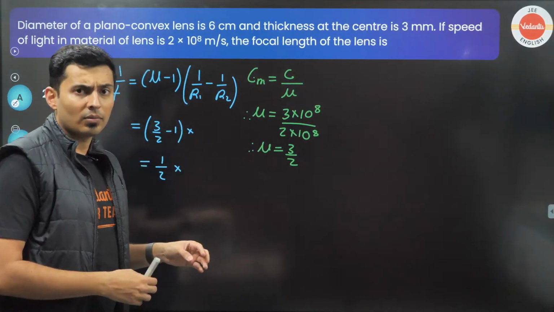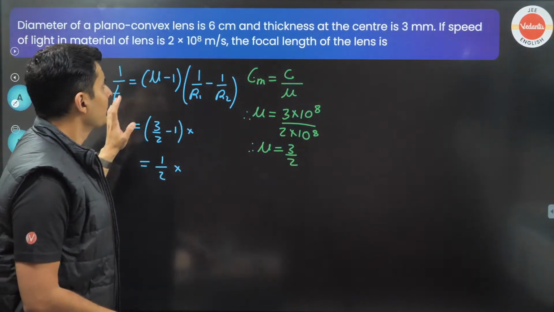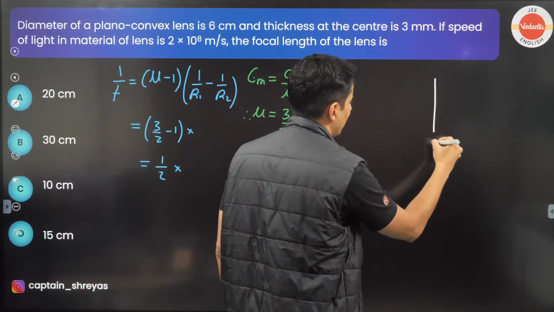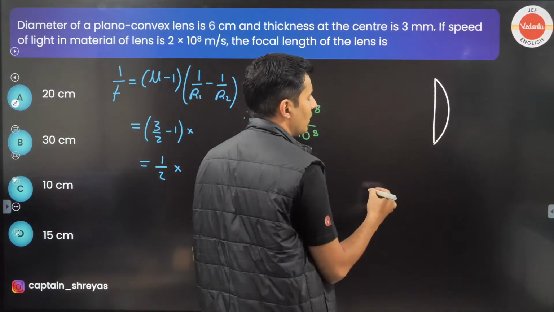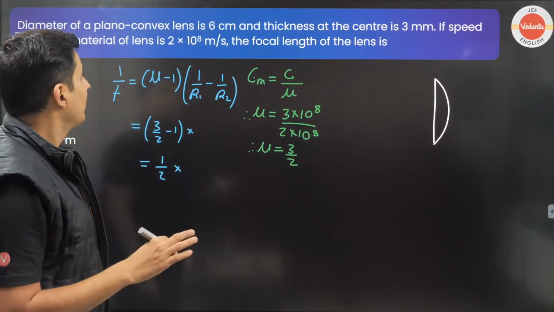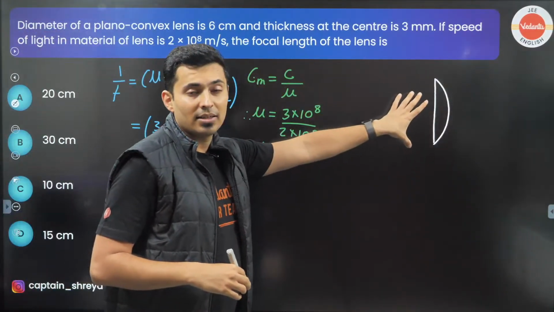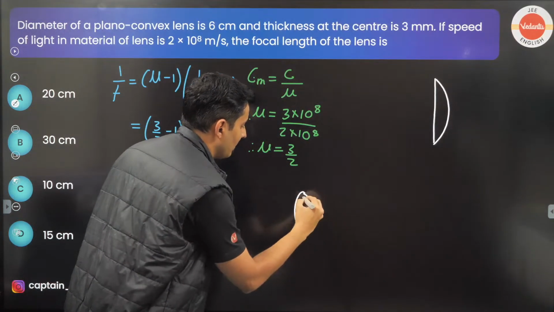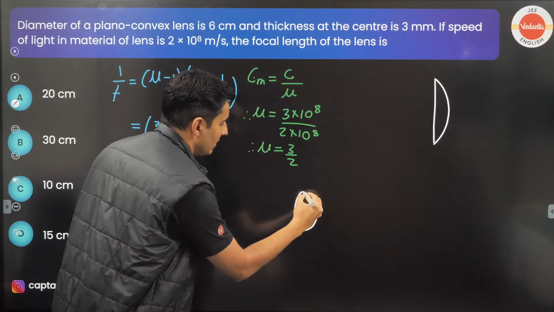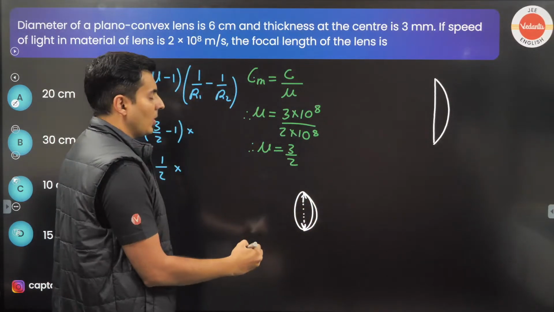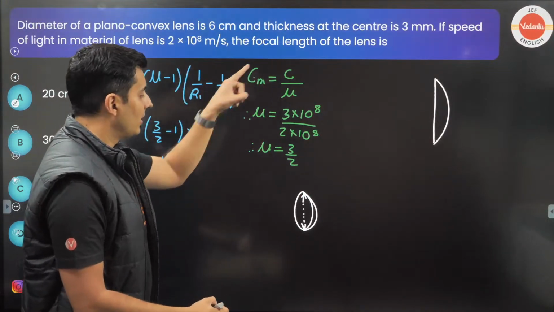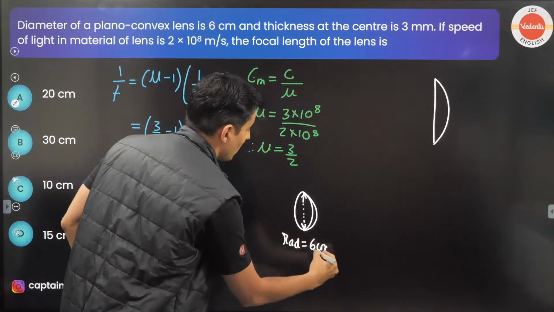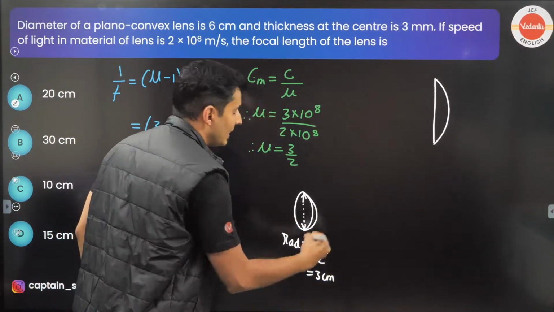Now how do I find R1, R2? I think I'll start drawing a simple diagram. It's a plano-convex lens. So I think I should draw a straight line here, and this is the curved surface out of it. What is given? Understand the diameter of the plano-convex lens. Meaning, understand this. If this is the plano-convex lens, it looks something like this. This is what is given, and that is 6 centimeter. So obviously the radius will be 6 centimeters by 2, which is 3 centimeters.